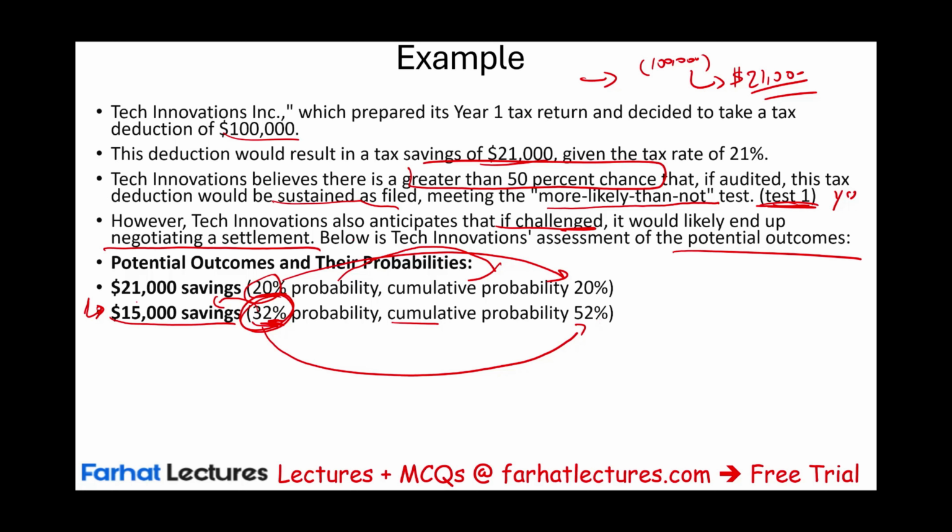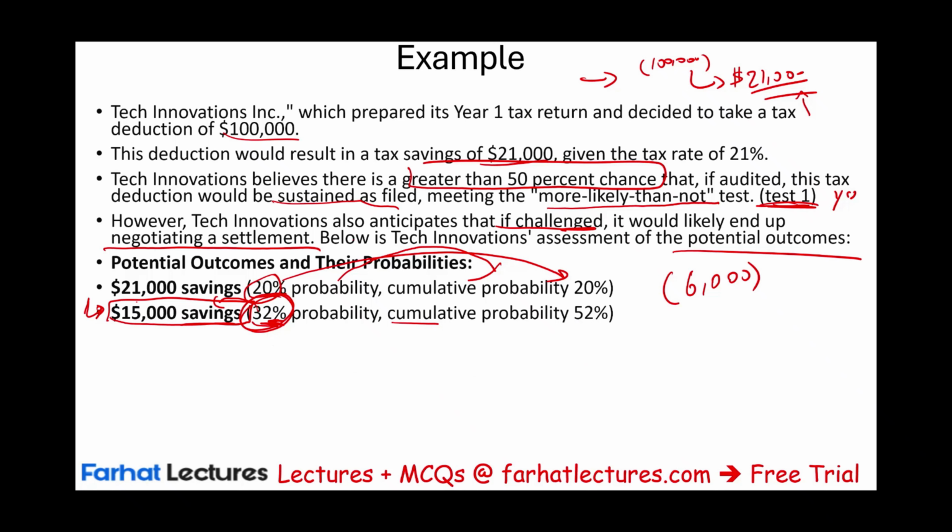Here's what's going to happen. Once you reach a cumulative probability of more than 50%, this is the outcome you will assume is going to be realized. So although you took a deduction of 21,000 on your tax return, you're going to say, yes, I took the deduction of 21,000, but if I'm challenged, I can get away with 15,000. What does that mean? It means I took a deduction of 21,000, but I think this savings will be only 15,000. It means I am potentially going to lose, think of it, 6,000 of a deduction.